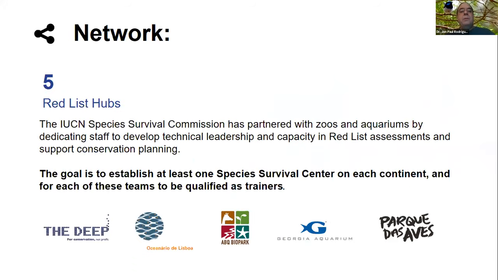A new model that we've been developing in the last 4 years is to build what we call Red List hubs. These are a specific kind of partnership based primarily at zoos and aquariums, which are places where teams of experts hired by those organizations support the work of SSC. They're not our employees. They don't work for IUCN. They work for the specific organizations as staff, but their time is devoted to doing Red Listing and conservation planning.